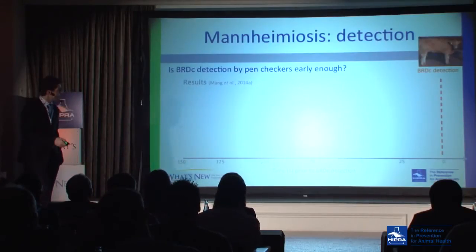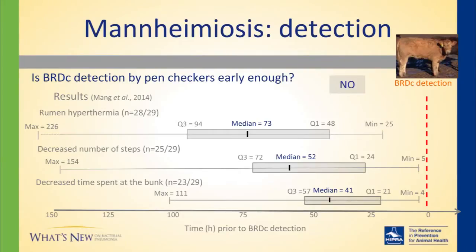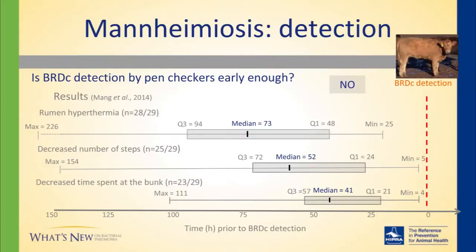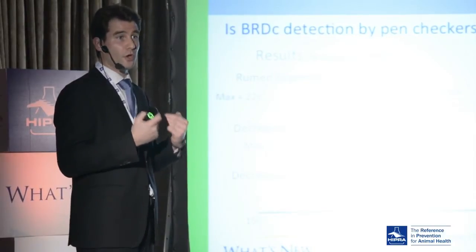What we observed is that cattle are pulled, so detected by pen checkers, on average 73 hours after the beginning of fever detected by the boluses. So 3 days between the onset of fever and the detection by the pen rider, on average. We also saw that those animals had a decreased number of steps detectable at least 52 hours, so 2 days, before the detection by the pen rider. And finally, those animals already spent less time at the bunk, detectable by my system, 41 hours before. So to the question, is this detection early enough? I would probably respond no, it's not early enough to really ensure the best treatment response.